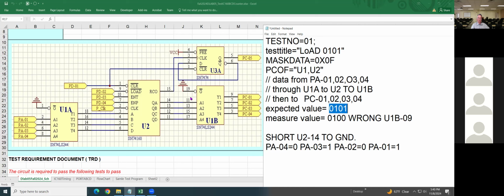But Mr. Pham, is that correct? Because you still got the wrong output on the other IC. You mean we shorted, right? Don't forget about that. It's no longer shorted. We have two different scenarios in general. We don't care about that for now.